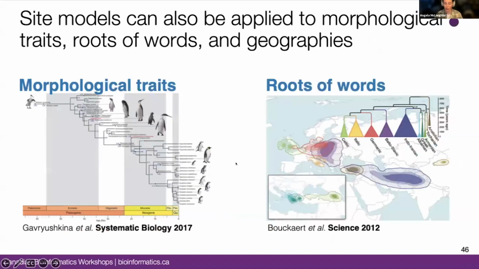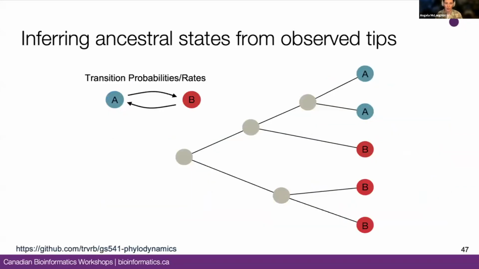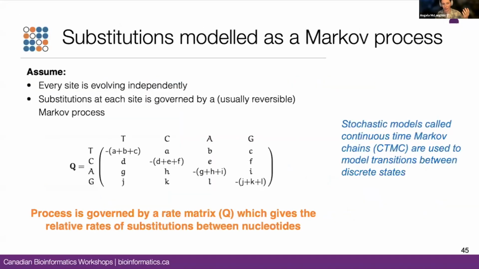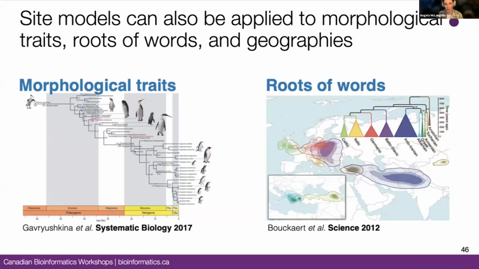And this is a very central point because not only can site models and substitution models be used for nucleotides, but this is also the fundamental premise of a lot of phylogeographic methods because site models can also be applied to morphological traits, the roots of words. You can use phylogenies for languages or beers, I've even seen, as well as geography. So you can think of the geography, if we go back to this slide quickly, as the T, C, A, and G being replaced with all of the discrete geographies that you're interested in. So you have a rate matrix transitioning between those discrete states.